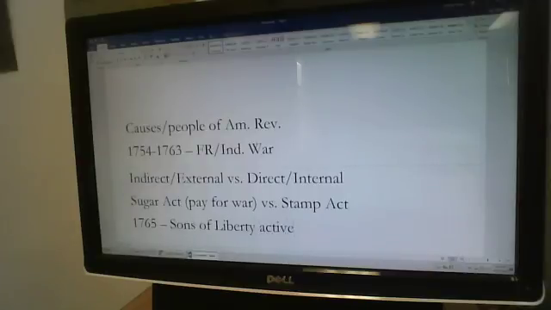So, Sons of Liberty, they're going to be really active in their protests and their boycott. It's going to be successful. It's not like the British are just trying to lay the smackdown on and be mean to them. They're actually trying to get this war paid for because wars are expensive.